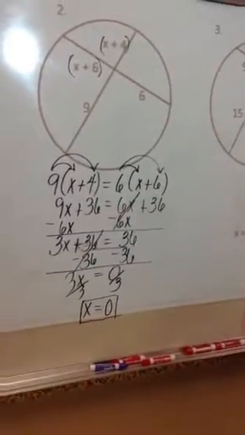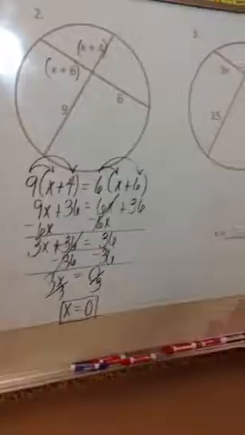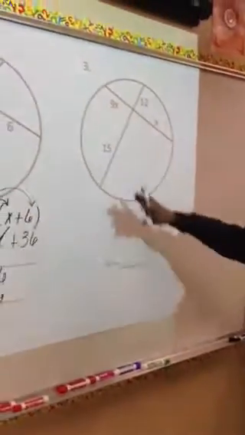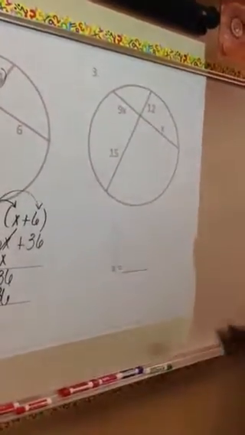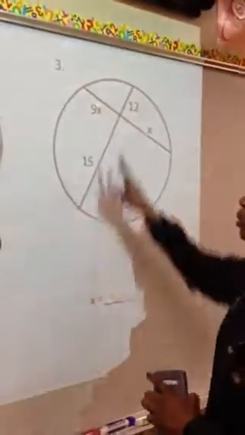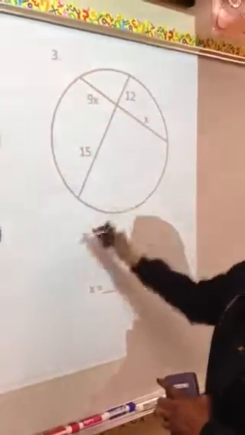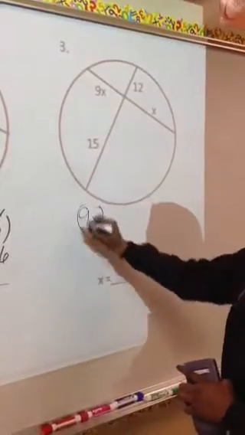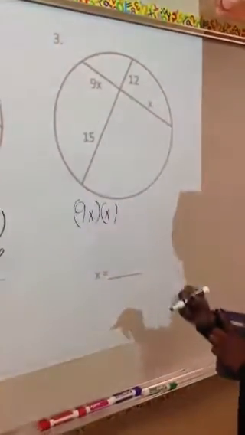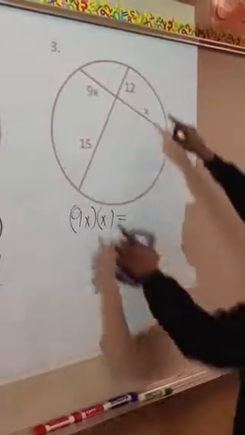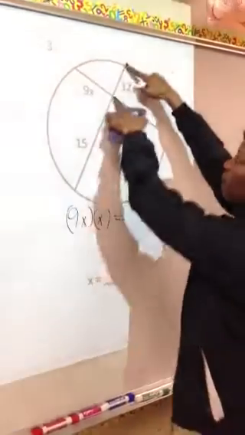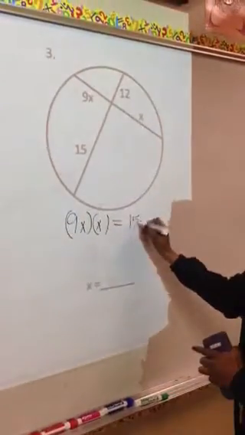Are there any questions? At this time, well, you know what? I'll go ahead and solve this with you. I want to begin with this chord because it has variables involved. So, we want to multiply this piece times this piece, 9x times x. And set that product equal to, for the other chord, we multiply piece times piece. So we have 15 times 12.